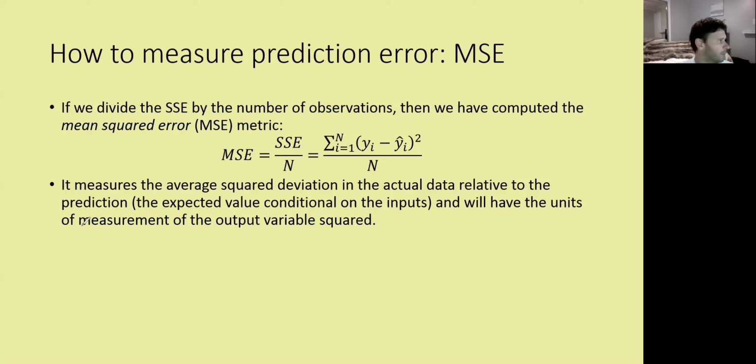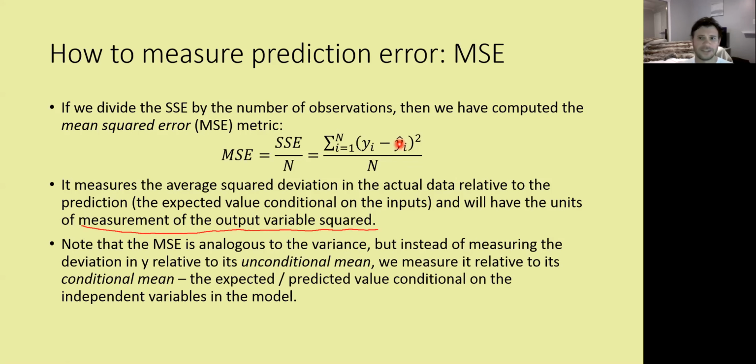That is an important element here because that is very similar to another metric that you have seen before in statistics, and that is the variance of a variable. This is almost exactly how we would calculate the population variance for y, except instead of y bar here, we have y hat. What was y bar? Well, y bar was the unconditional expectation. Y hat, though, is the conditional predicted value of y given our inputs. So the analogy is that the mean squared error is almost like computing the variance, but instead of measuring the deviation in y relative to its unconditional mean, we're measuring it relative to its conditional mean, which is the expected or predicted value conditional on the value of the independent variables on the right-hand side of our model.